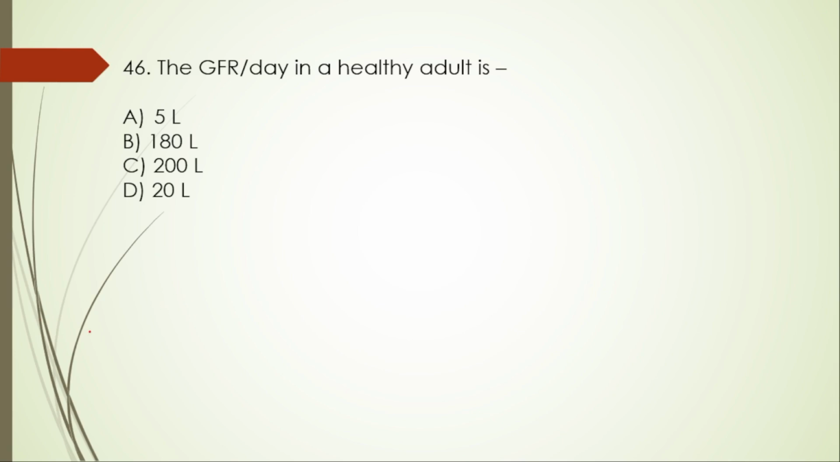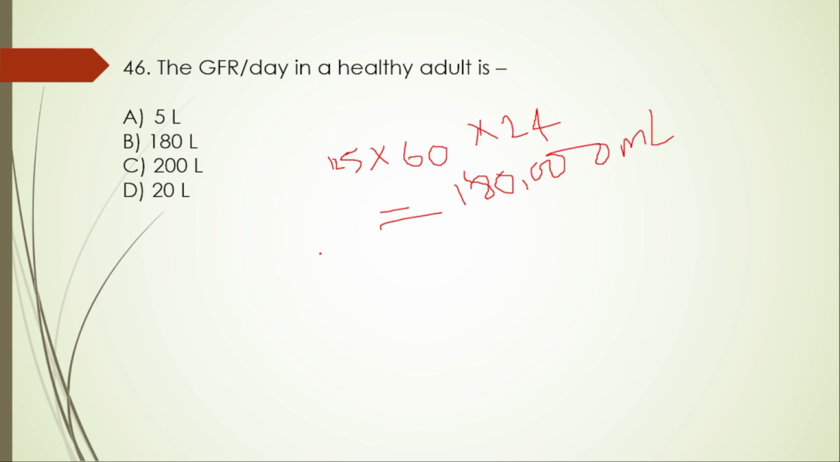For a daily calculation, if we want the total volume per day, 125 ml per minute, let me write here, 125 ml per minute into how many minutes we have, 60 minutes per hour, and how many hours per day, that is 24 hours per day. So that is approximately equal to ml. So it is equivalent to what? 180 liters.